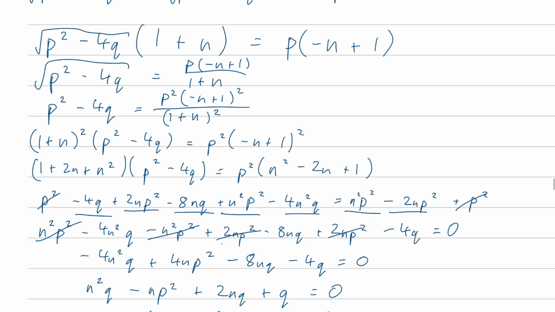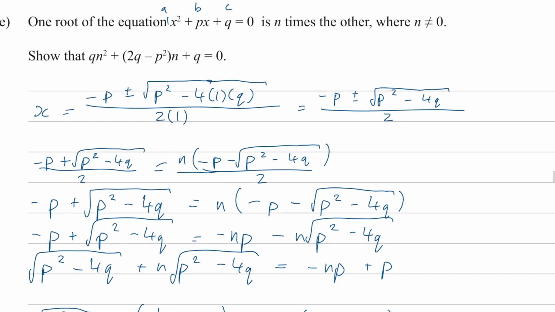But to summarize this one, it is an excellence question, of course. So we had a quadratic equation, we found the roots, we then used the fact that one is n times the other to form this equation. And then from there, we used our algebra skills to boil it down to show that this equation is true.